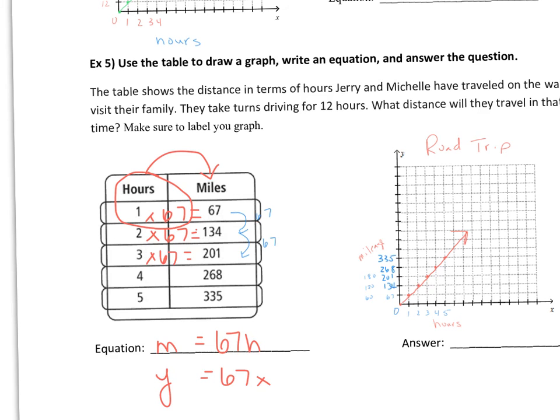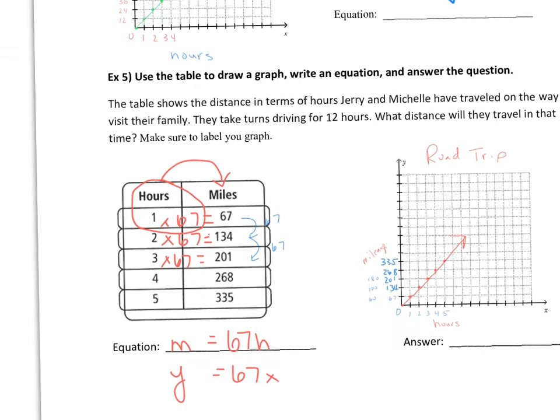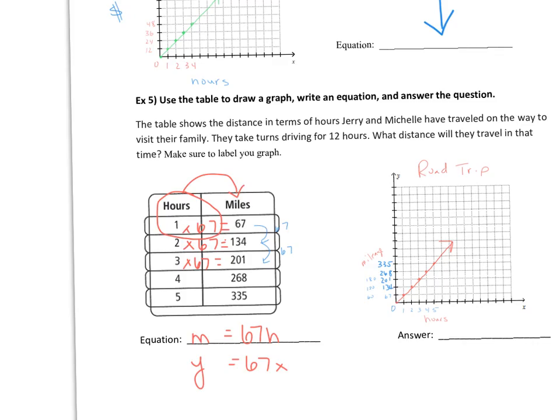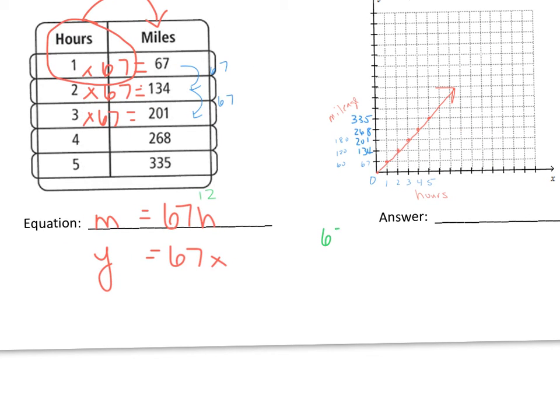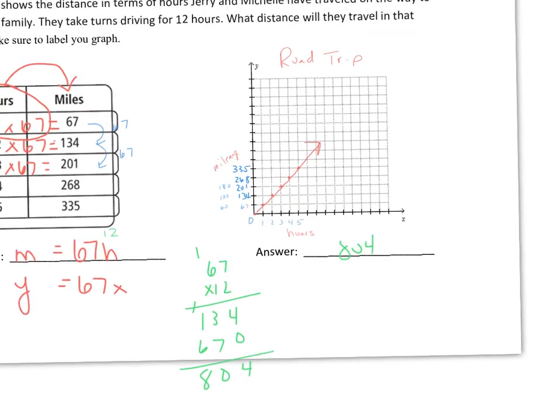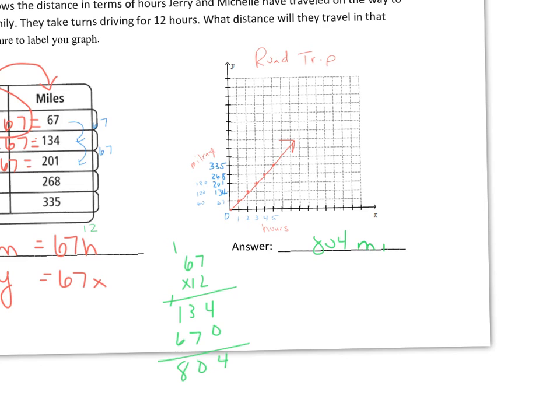Okay, so now the question is, they take turns driving for 12 hours. What distance will they have traveled in that time? So we're going to go ahead right here, and we're going to plug in 12 and find out what our answer is. So we're going to take 67 times 12. Again, no calculators yet, so we have to do this by hand. So 4 carry 1. So we get 12 and one more will be 13. We're going to add a 0 and get 7 and 6. So 4, 0, carry my 1. So I get 804. And then in good math form, we always label. So this would be miles. So they traveled 804 miles in the 12 hours. All right, and that concludes this note.